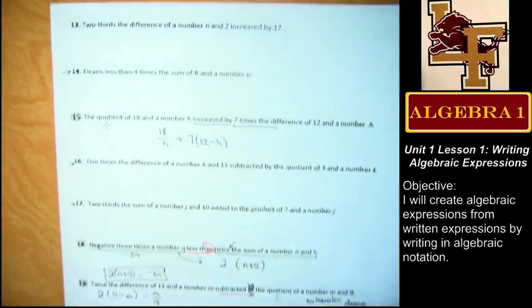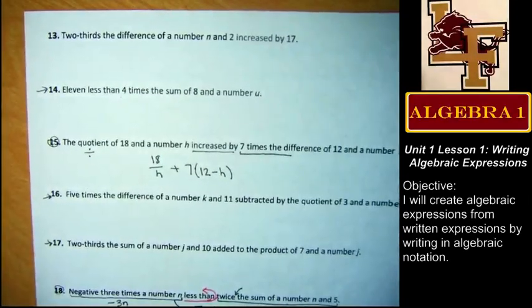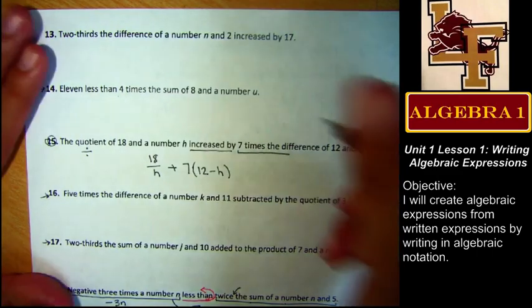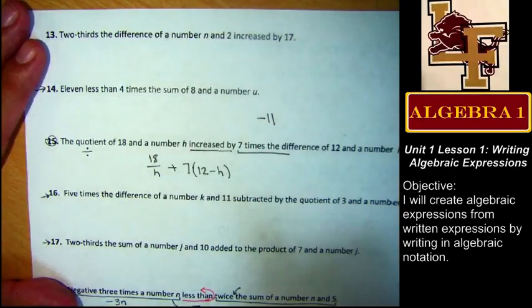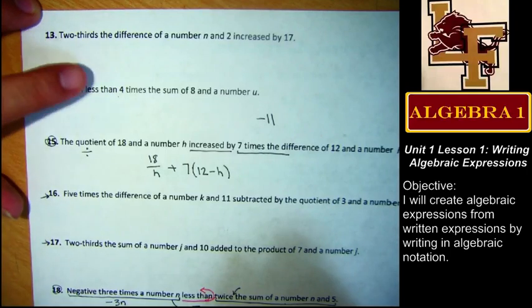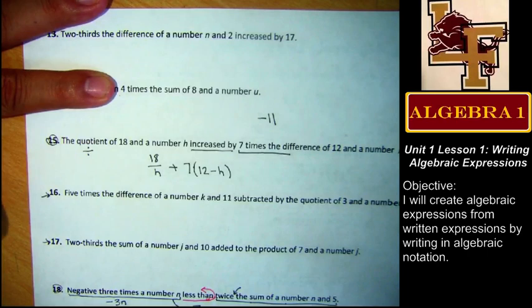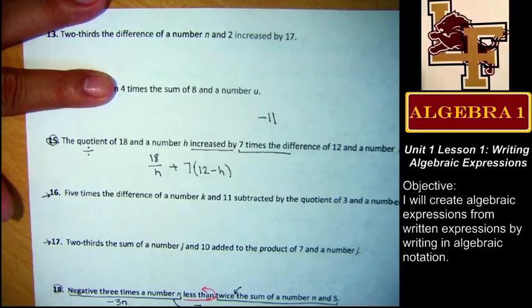We're going to start with number 14 on the daily work for 1-1. It says 11 less than 4 times the sum of 8 and a number u. Just flip it. We've got to flip the order because of that less than. That means we're going to do the minus 11 at the very end. So now I'm going to figure out this part, the 4 times the sum of, and put that in front.